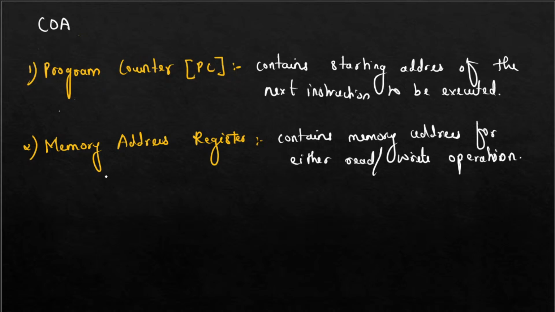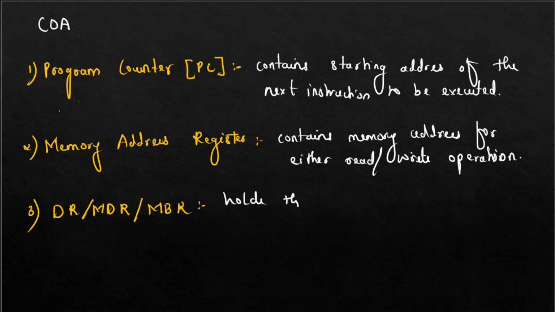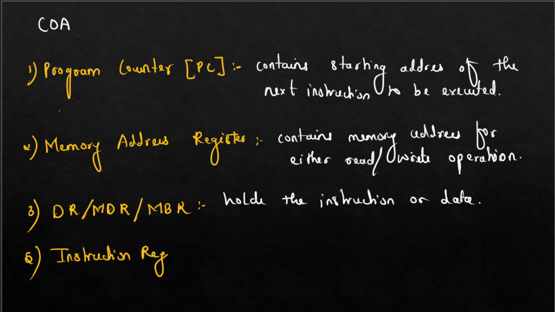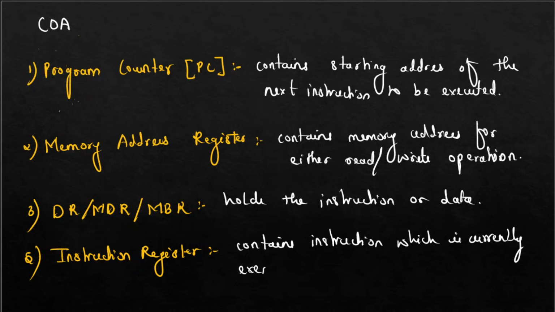Okay, now let's talk about DR, MDR and MBR. Various names are there. It is the data register. Now this holds the instruction or data. Okay, fifth is the instruction register. So the instruction register contains the instruction which is currently being executed by the CPU.